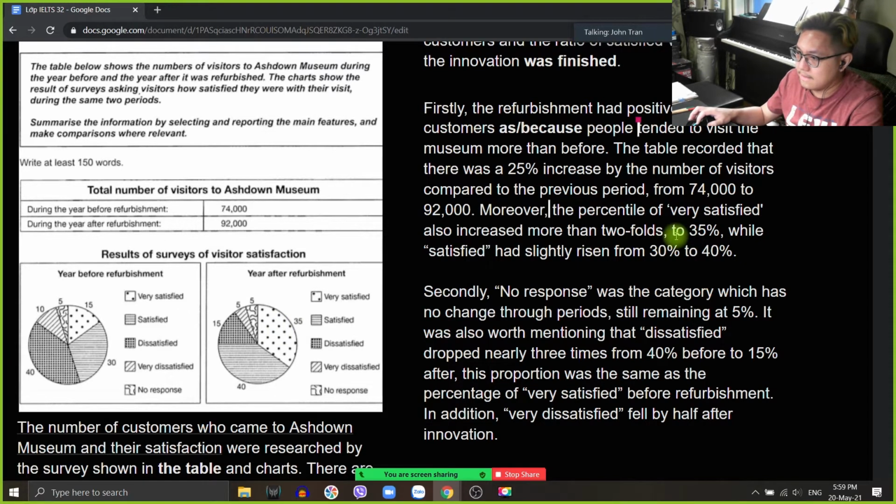To đến con số 35%. To 35%. To the number of 35%. While satisfied.